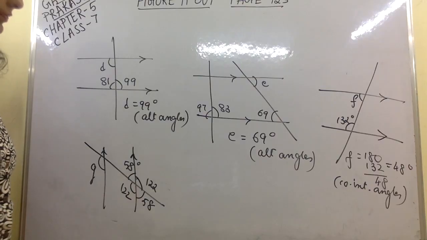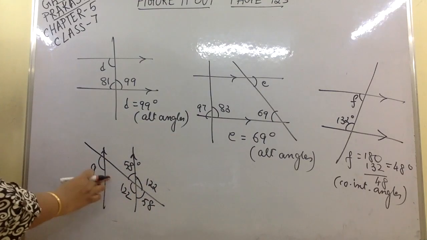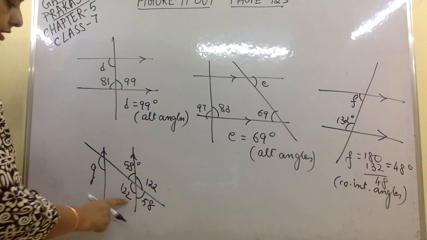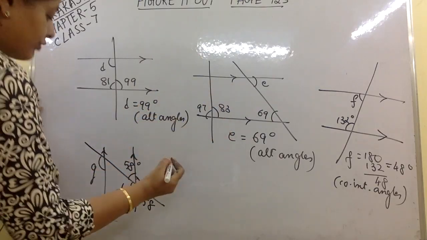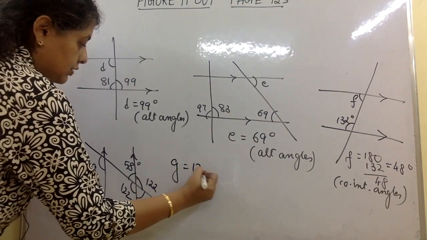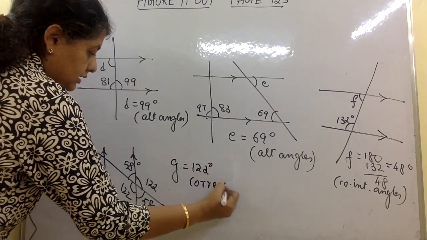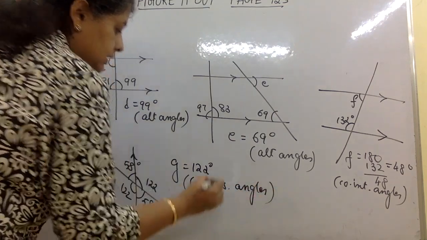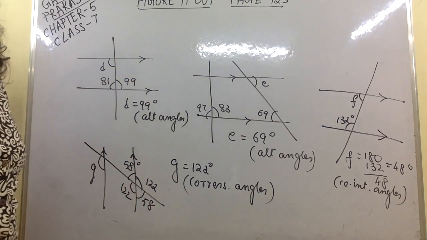Okay, so now let's see this question. Here everything is given. Here which one shall I take? I can take 122 because it forms a corresponding pair. So we used co-interior, we used alternate, now we are using corresponding. G is 122 degrees. If you just write corresponding angles are equal, it is enough.